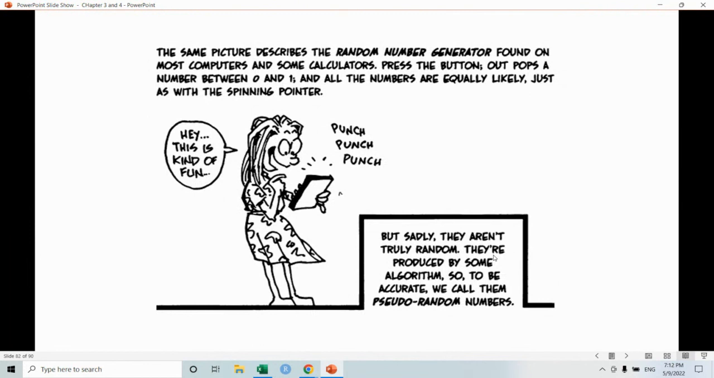So the same picture describes the random number generator found on most computers, in particular Excel. If you're using the rand function, which I can show you in a second, you'll probably use that in an operations management class, but maybe not so much here. And some calculators. So press the button, out pops a number between 0 and 1, and all the numbers are equally likely, just as with the spinning pointer. But sadly, they aren't truly random. They're produced by some algorithm. So they're called pseudo-random numbers because a computer can't really generate a random number. It can pretend to.